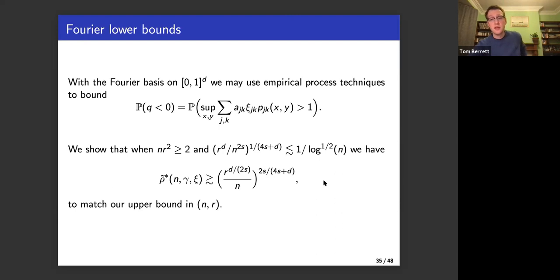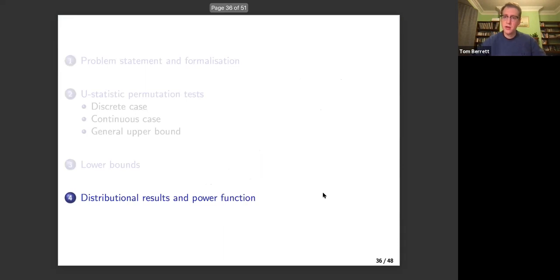But in the continuous case that I am most interested in, we can get something that matches in R and N, at least provided this right-hand side tends to 0 logarithmically in the sample size. Okay, so that's just a quick note about the lower bounds.